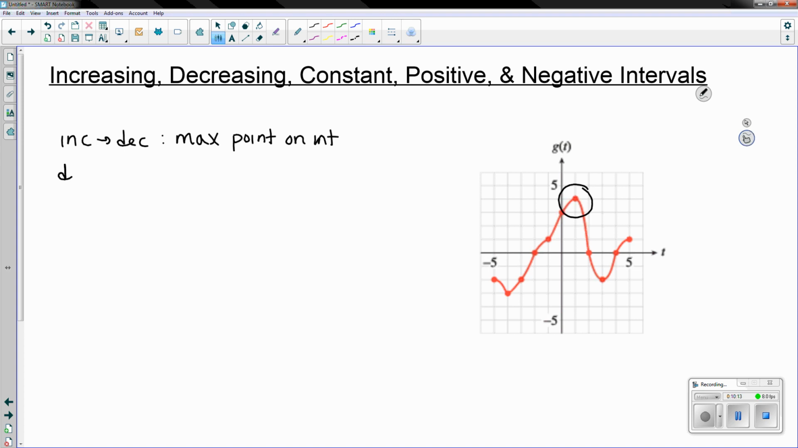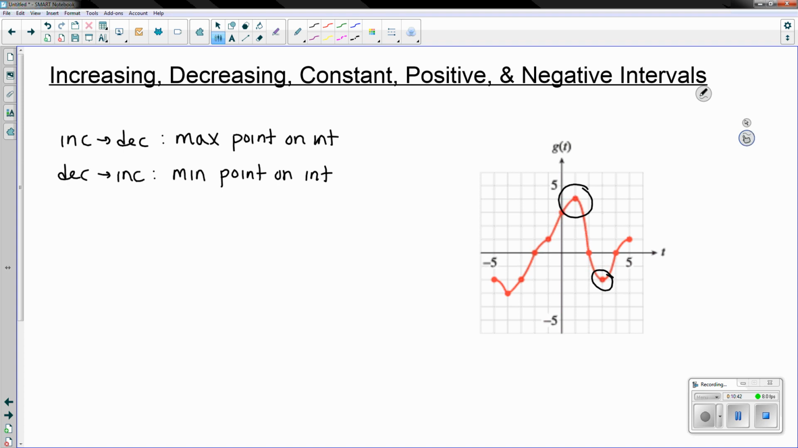If something goes from decreasing to increasing, again, without even seeing the picture of the graph, let's say we're just given that information, we know it goes from decreasing to increasing, like in this point, we've reached a minimum point on that interval. So those are a couple cool things that you can deduce from some given information without seeing the picture of a graph.